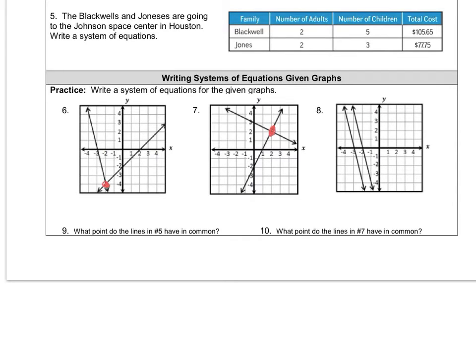What I want you to do on number 6 is write the equation for both lines. The first line is a positive line. I can see that my y-intercept is negative 2. I can also pick a second point and do my rise over run. I'm going to rise 2 and run 2. So my slope is 2 over 2, which is the same as 1. So my first equation is y equals 1x minus 2.